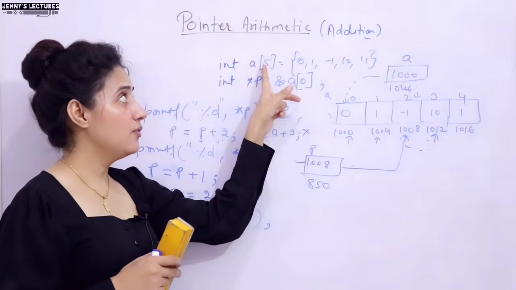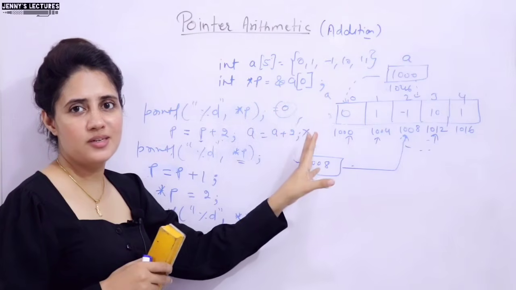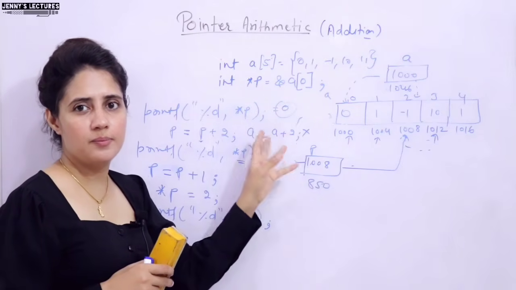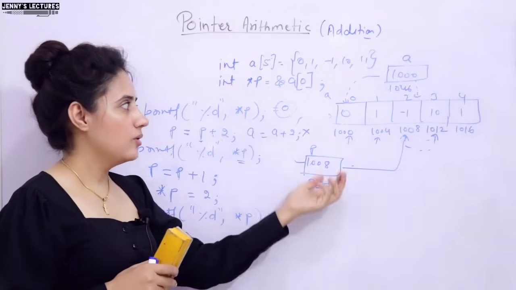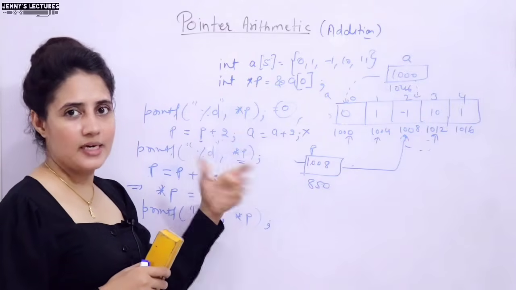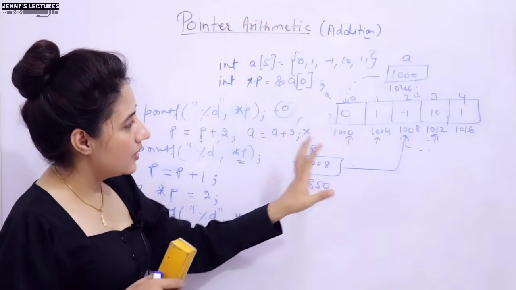In the previous case we were taking only one variable, so in that case it doesn't make any sense to increase the pointer like p plus 2 or p plus 3. It's illogical, right? So we generally do this kind of thing, addition, or you can say this arithmetic operation on pointers, when we deal with arrays, right?